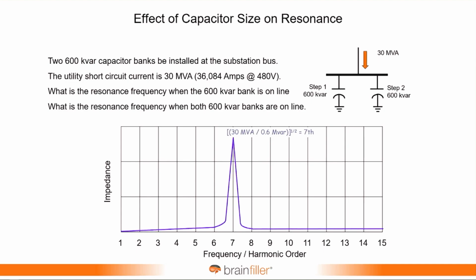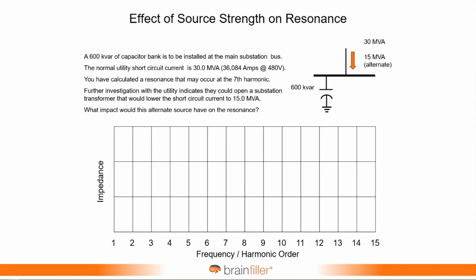If we were to add the second step online, that would be the equivalent of 1200 kVar or 1.2 megavar. So with the second step online, 1200 kVar, 1.2 megavar, the resonance would shift. It would go down to the 5th harmonic. So what this shows us is the more capacitors that go online, the lower the resonance frequency shifts. The strength of the source also has a big impact on this.